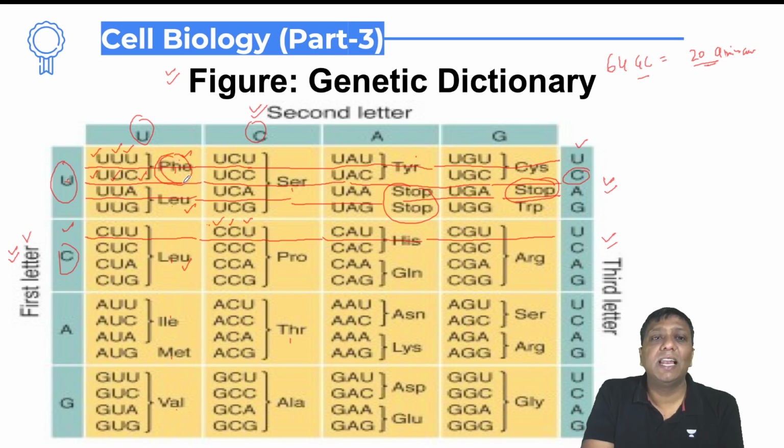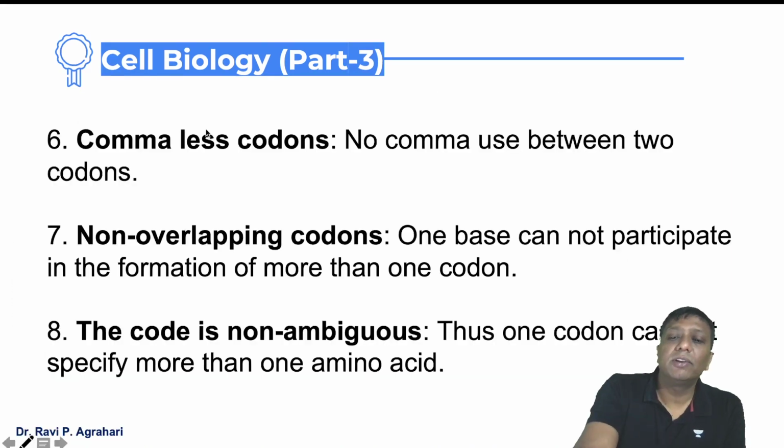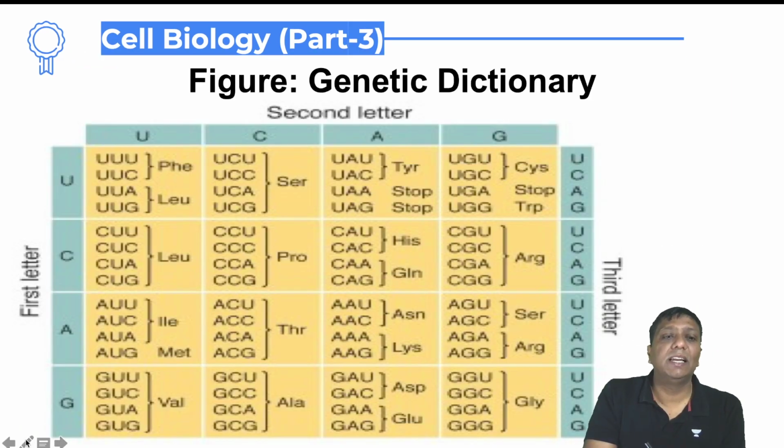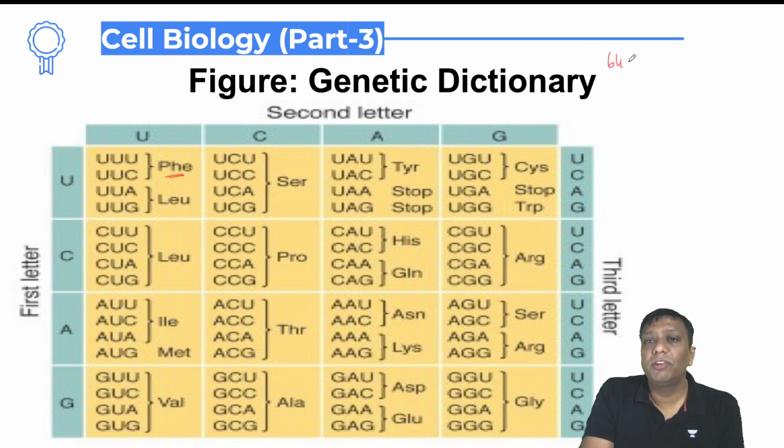As in the case of phenylalanine, you can see this amino acid has 2 genetic codes. And as I explained, 64 genetic codes are equal to 20 amino acids. I hope everybody is clear, guys. See here, this one amino acid has 2 genetic codes. This is leucine. Leucine has 6 genetic codes.